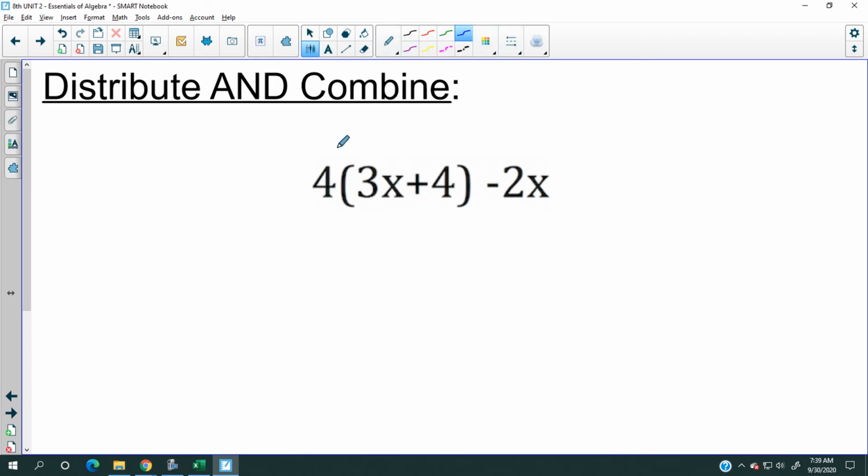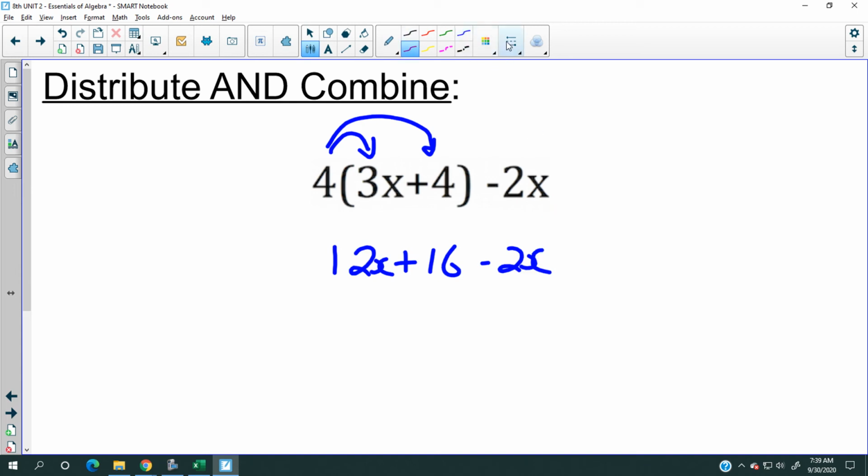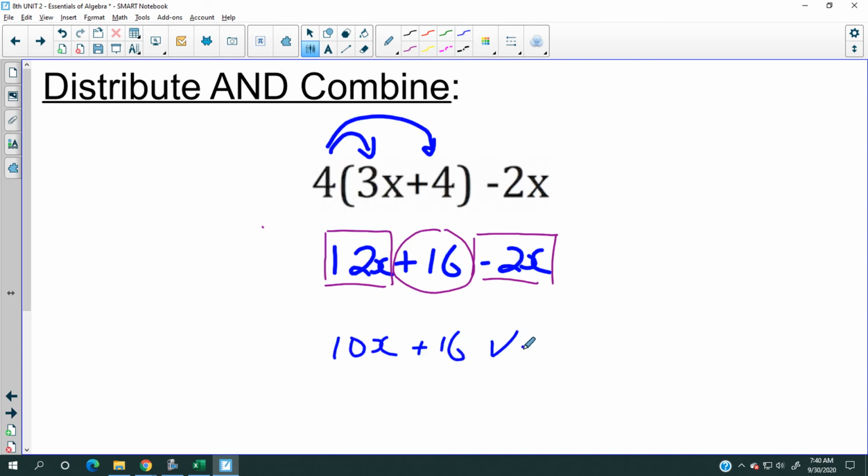So, okay, distribute and combine. So what does this mean? Distribute, right? So that's 4 times 3x, that's 12x. Positive, 4 times 4 is 16, minus 2x, right? OMG. What topic is this? Yeah, combining like terms. What are the 2 different families? Yep, the 12x and the negative 2x, right? And then you got 16, that's in a number family. 12x minus 2x is 10x plus 16, and there you go, simplest form.